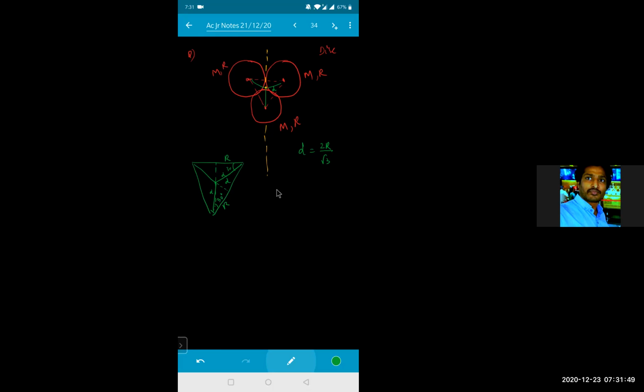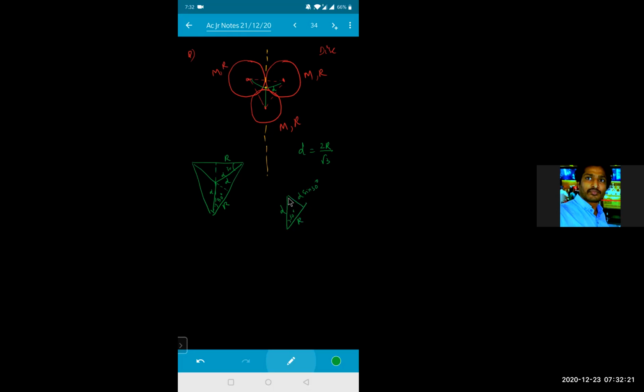Now tell me, what is the cos 30 value from this one? This one is exactly perpendicular. This is R, this is D, and this angle is 30 degrees. If I resolve this 30 relation, then this D resolved gives R, which is D cos 30, and this one is your D sin 30.